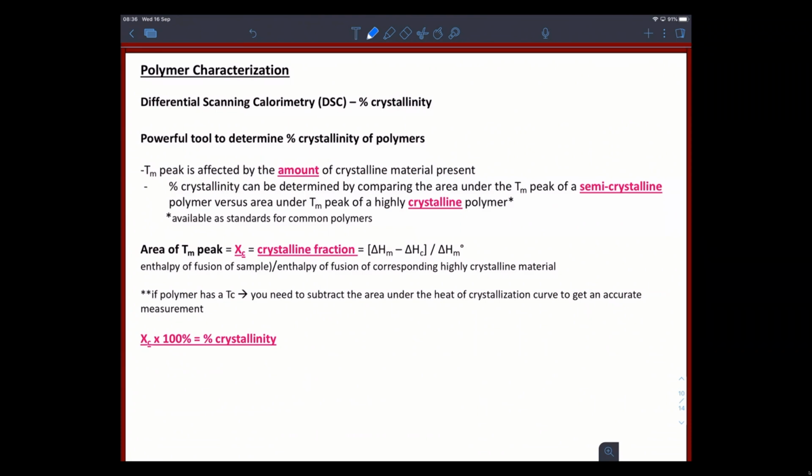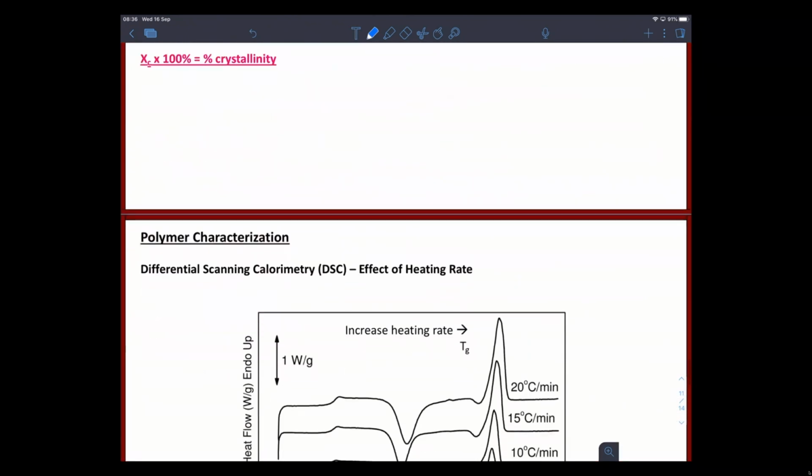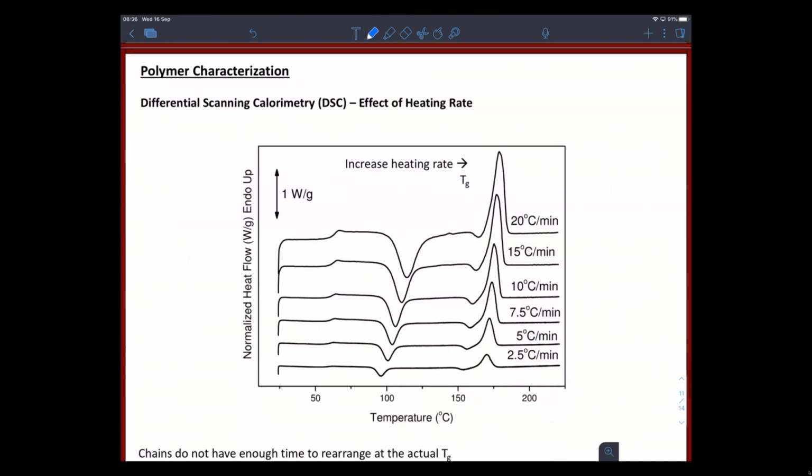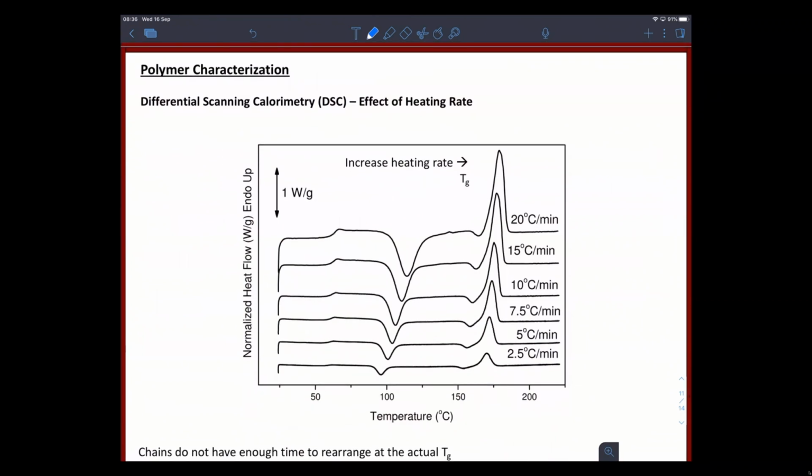So if a polymer has a TC, which is the cold crystallization curve, you'll need to subtract the area under the heat of crystallization curve to get an accurate measurement. But the area of the crystallization curve times 100% gives us the percentage crystallinity. It's pretty straightforward. We're looking at the area under the curve to calculate. Now, as we said before, there are different ways of heating these polymers up.